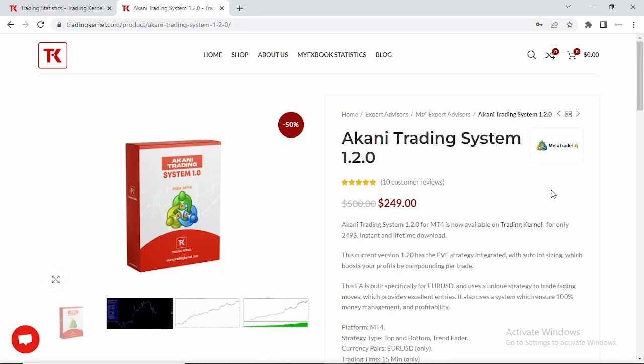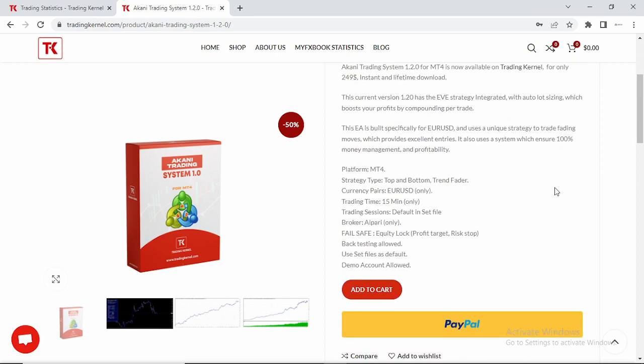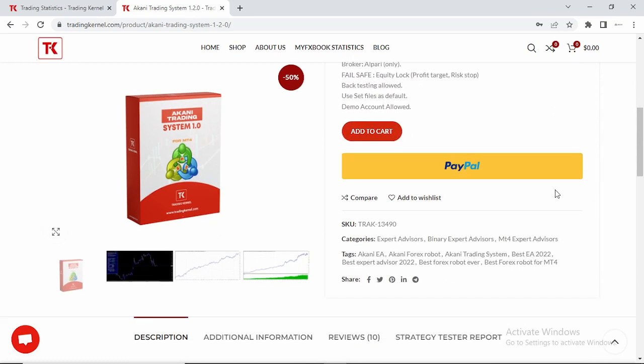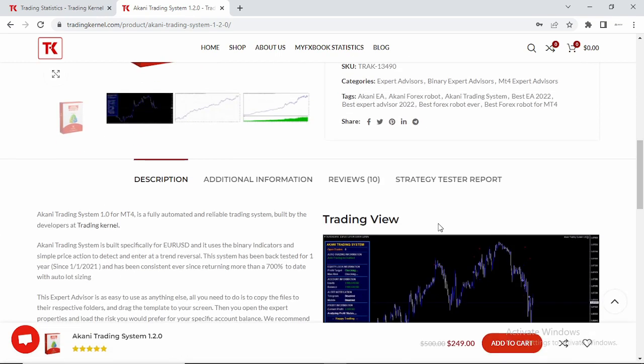Akani Trading System version 1.2.0 is now available on Trading Kernel. This is the second version we are releasing since the first version in March, and this second version has so many new features. So let's talk about the new features that we have here on Akani Trading System.